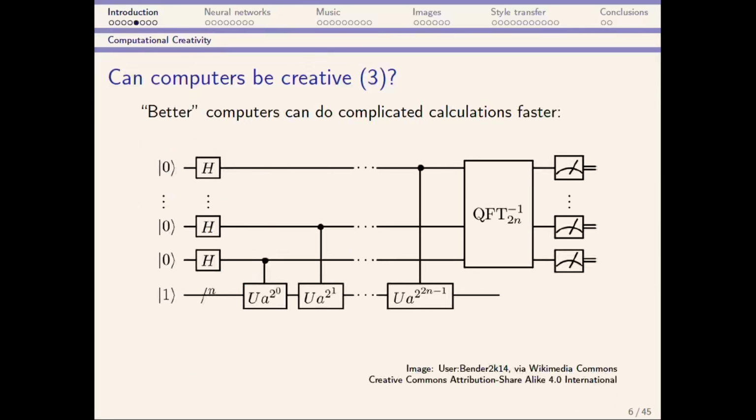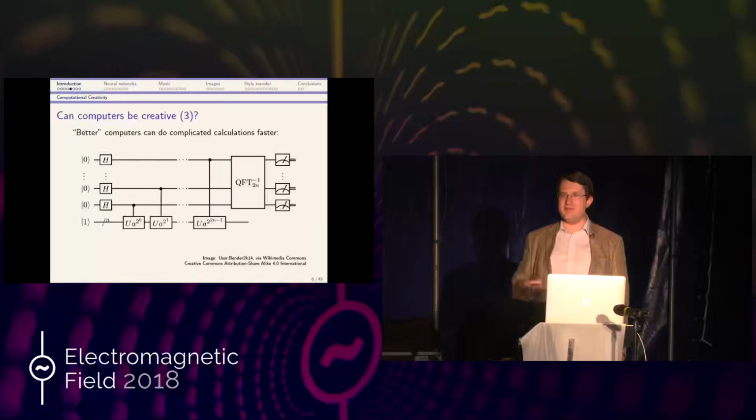And of course, we can make better computers and do those calculations faster. So this is the quantum part of Shor's algorithm. We might be able to build a quantum computer to do this and factorize numbers very quickly. But it's a better computer. It's much faster at some tasks, but it's still not creative. The human who invented this algorithm and came up with how to do this on a quantum computer, he was very creative. But the computer is just following a very algorithmic process.